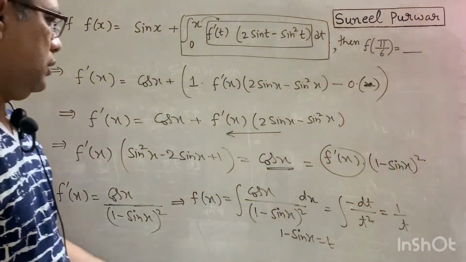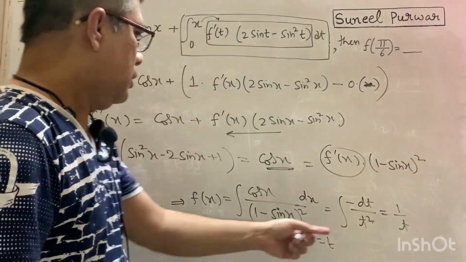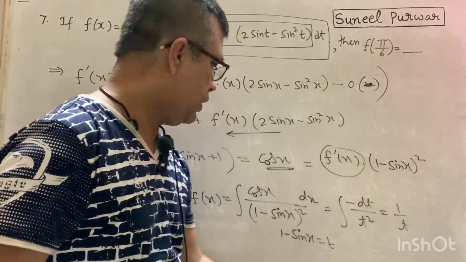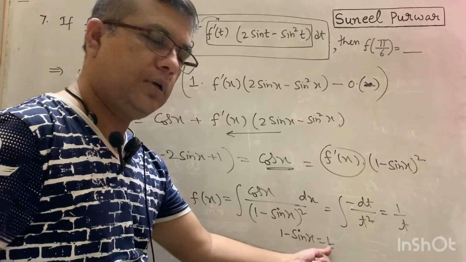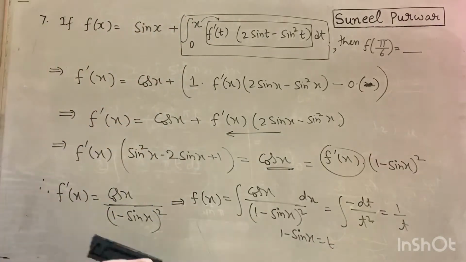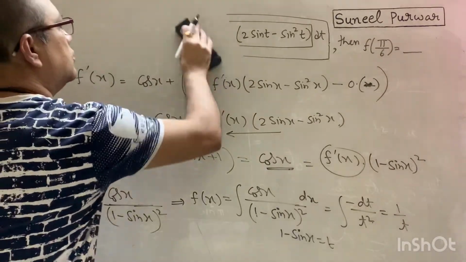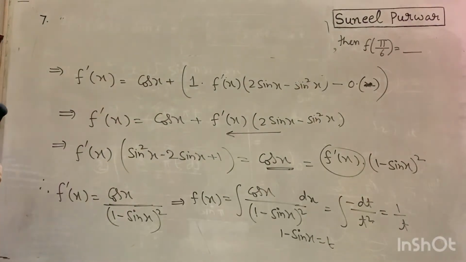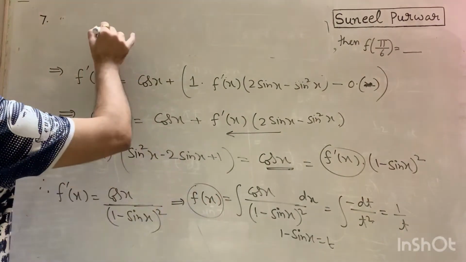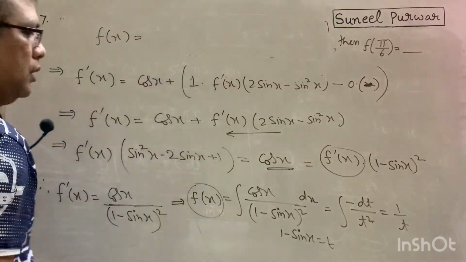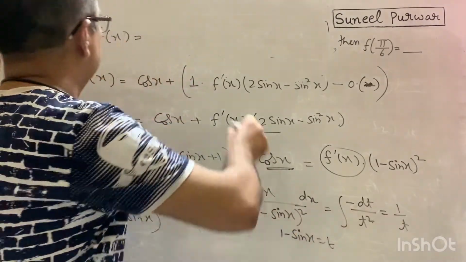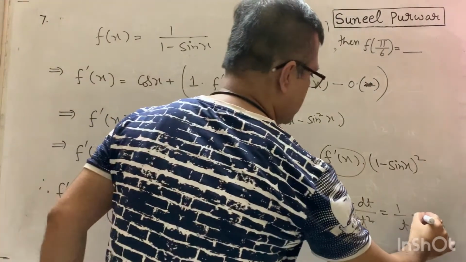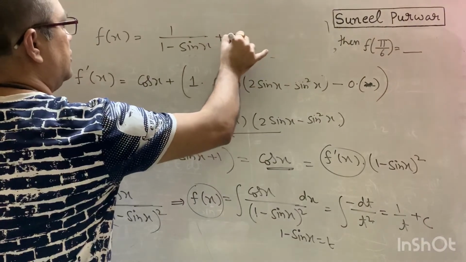On integrating this you got 1 by t, and what was your t? 1 minus sin x. So this is what we have. f of x is equal to 1 by 1 minus sin x, plus some constant of integration, plus c.